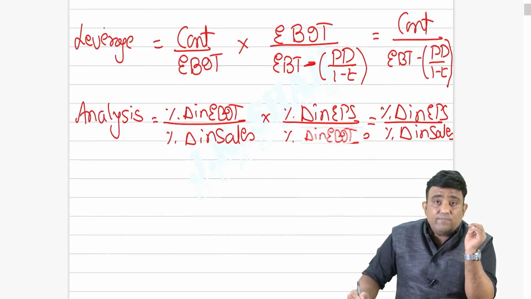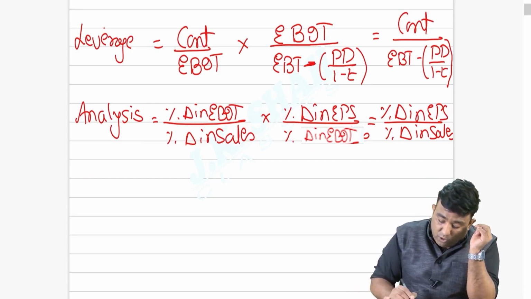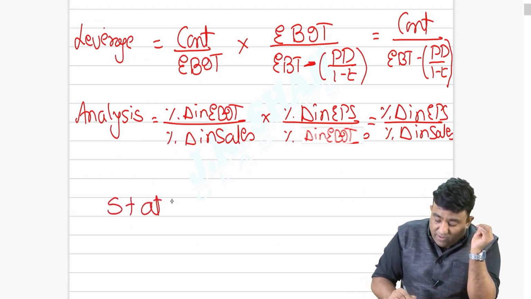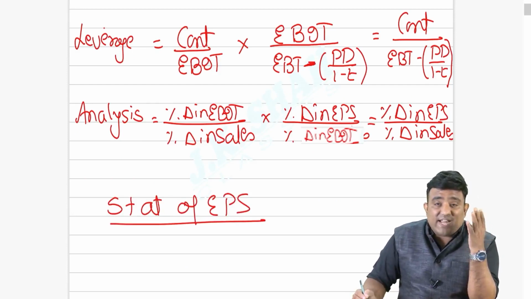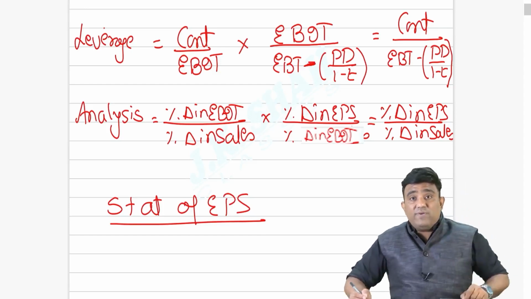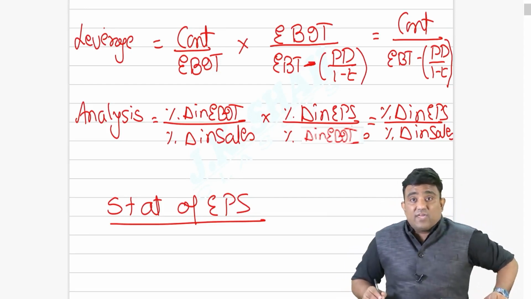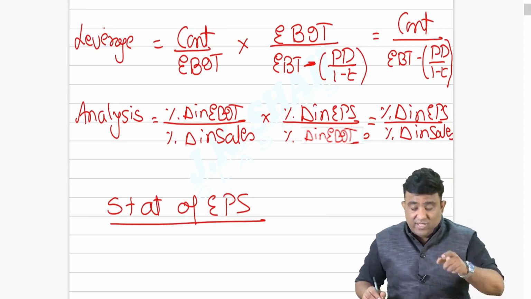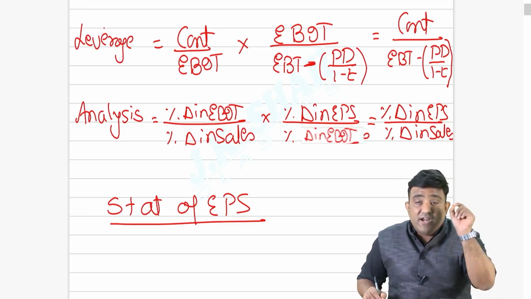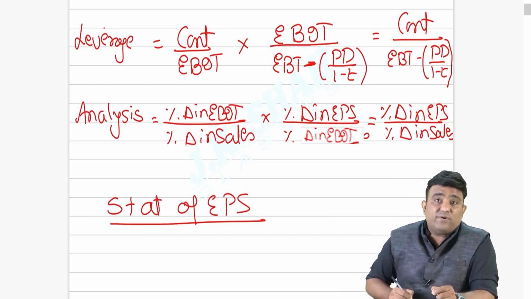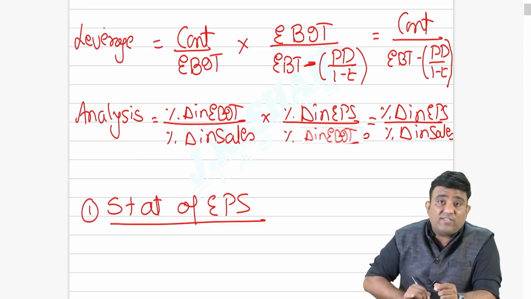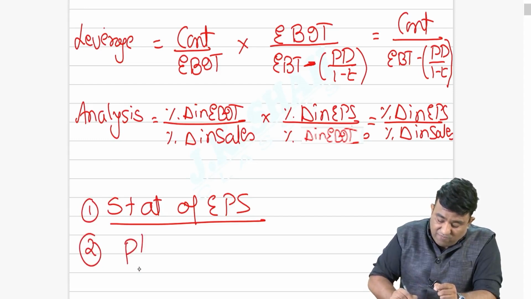And one more thing, the two things you need to understand more: you should always remember the statement of EPS computation. It starts with sales minus variable cost, which gives you contribution; minus fixed cost gives you EBIT; minus interest gives you EBT; minus tax gives you PAT; minus preference dividend gives you profit for equity shareholders; divide by number of equity shares gives you earning per share. So this is one thing you need to revise. And number two, revise the formula of profit volume ratio.